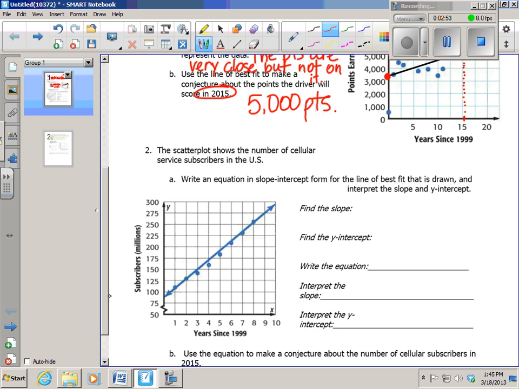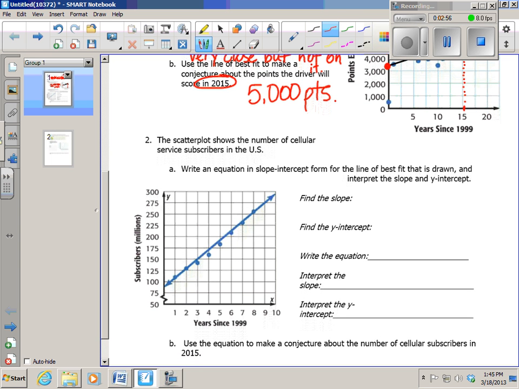For number 2, since the scatter plot shows the number of cellular service subscribers in the U.S., write an equation in slope-intercept form. So if you recall that y equals mx plus b of the line of best fit that's already drawn for you. So you need to first find the slope. So let's pick 2 points that are on the line, like this one here, and let's go all the way up to this one here.